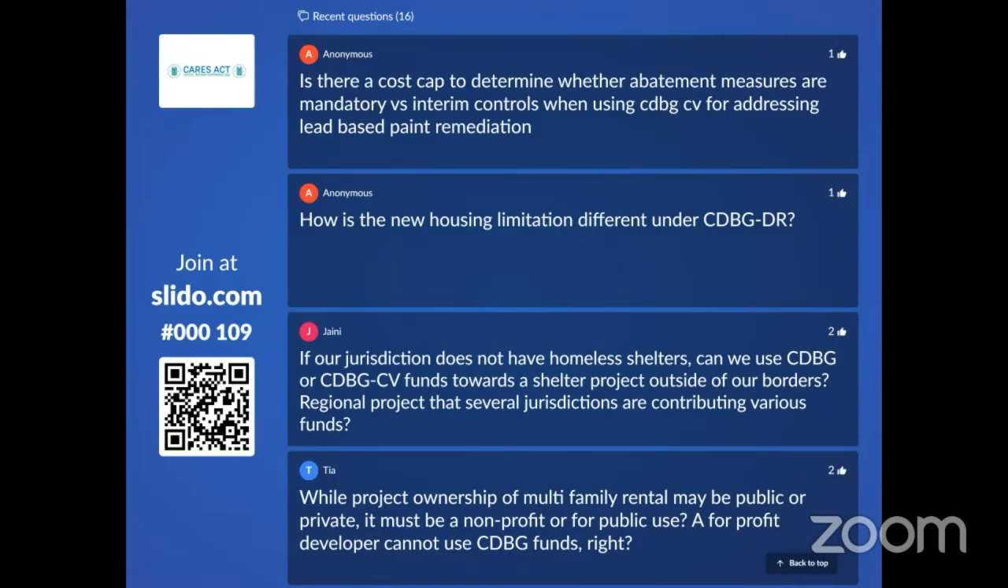abatement measures are. It depends on how much money you're spending. It's from 0 to 5,000 is one, 5,001 to I think it's 24,999, and then 25 and over is 3 categories. But they're in Part 35, so you'll have to go there to determine what abatement measures are needed and the costs associated with those.